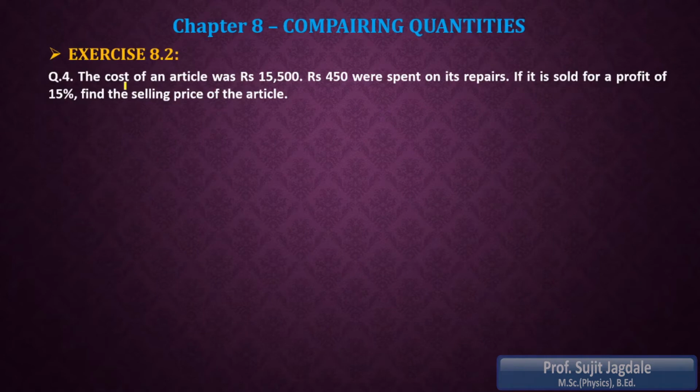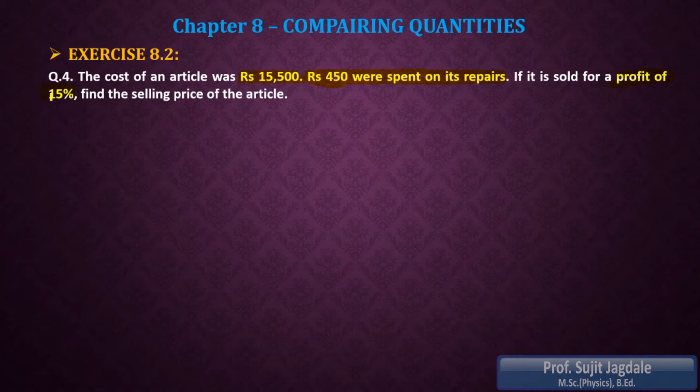Now the question is like this: the cost of an article was Rs 15,500. One article is there, and Rs 450 were spent on its repairs. That means that person is buying that article at 15,500, and afterwards he is repairing that article at the cost of 450. So that is also going to be included under the CP, because he is maintaining that article, and after repairing that article, he sold it at a profit of 15%.